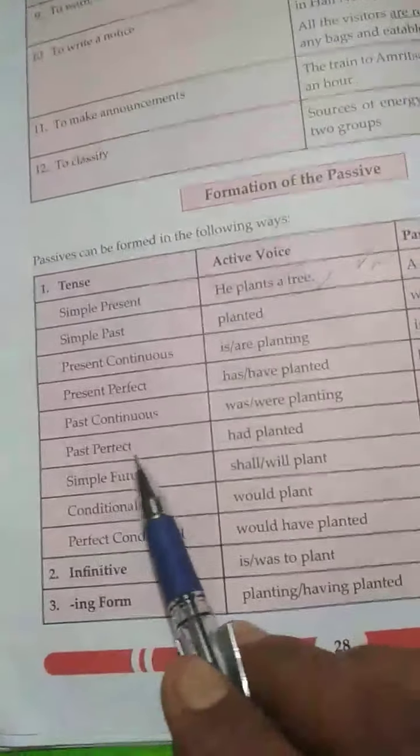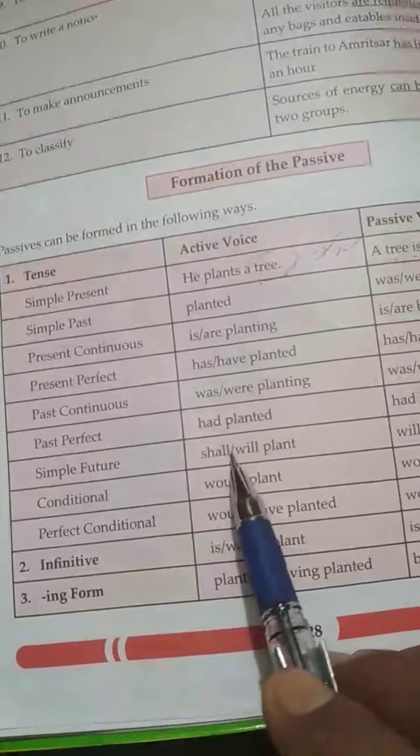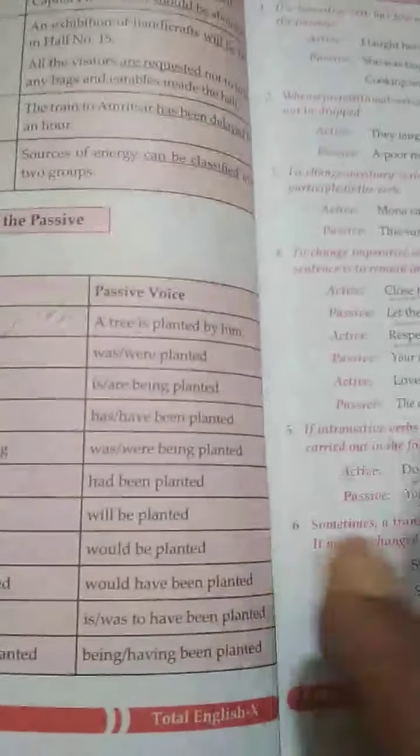Now let's come to simple future. There is shall or will. So not only in shall or will, but in all the modal verbs, you have to add just be, then V3. You have to add be after the modal verbs, then V3. So whether it is may, it is a modal verb. So may, be, then V3.